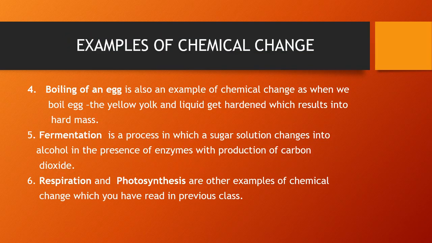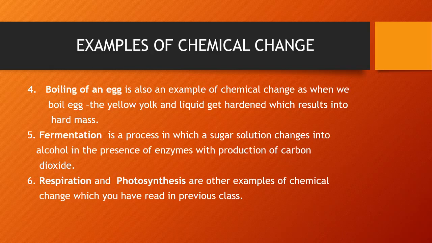This slide explains some more examples covered in the book. They are boiling of an egg, that is also an example of chemical change, as when we boil an egg, the yellow yolk and the liquid get hardened, which results in a hard mass. And you cannot convert the hard mass back into the yellow yolk and the liquid. So hence you can say the boiling of an egg is a chemical change.